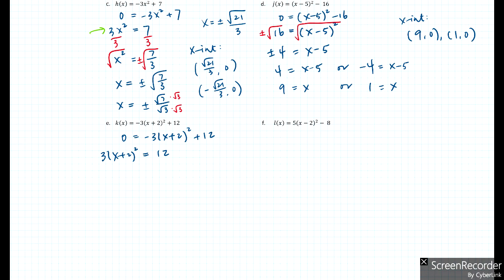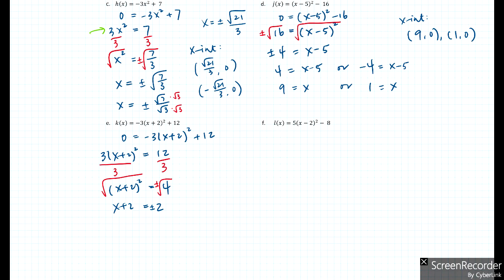So we're going to do something like we did in part C and divide away that leading coefficient, so we get that perfect square expression by itself. I'm going to divide 3 on both sides, and that gives me x plus 2 squared is equal to 4. From there, we can do the same step as what we did in part D by taking the square root of both sides and indicate you want both positive and negative answers. So x plus 2 is equal to plus or minus 2.